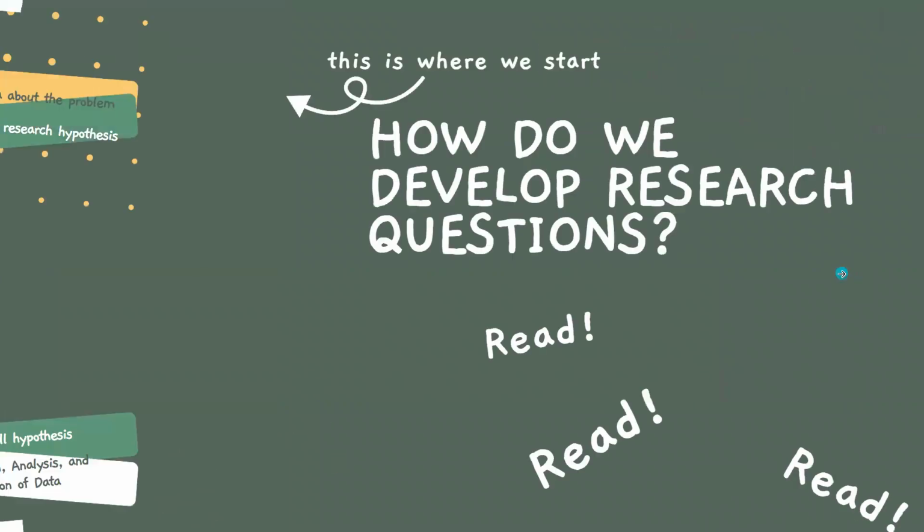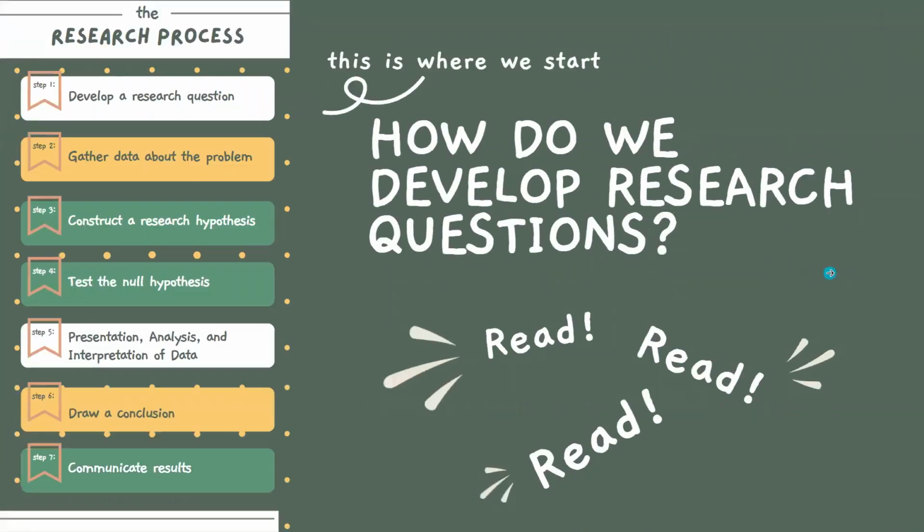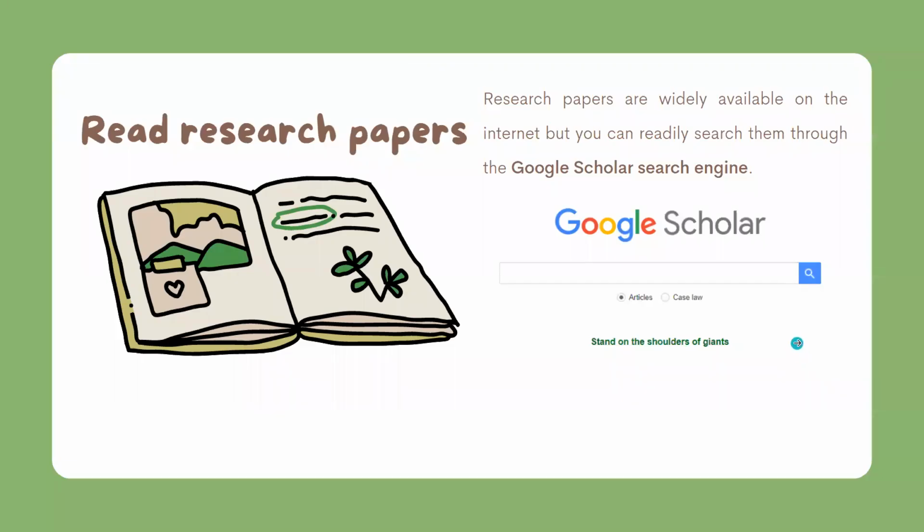Okay, so first, the bottom line in how we develop research questions is that we read. We just continue and keep on reading. So one, let's read research papers. Research papers are widely available on the internet, and you can readily search them through the Google Scholar search engine. So okay, what is the logo of Google Scholar?